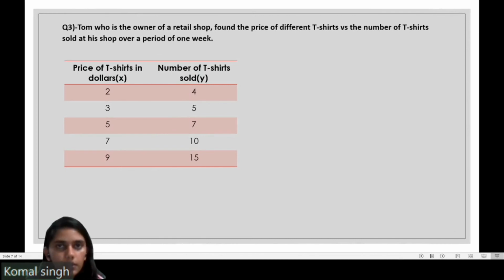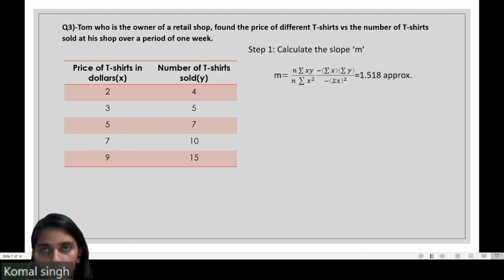Then this is a little bit lengthy but not a difficult one. Tom, who is the owner of a retail shop, found the price of different t-shirts versus the number of t-shirts sold at his shop over a period of 1 week. Now this is the data set we have got. Now we have to find out the slope. The first step is to find the slope, and the formula for slope is this one.